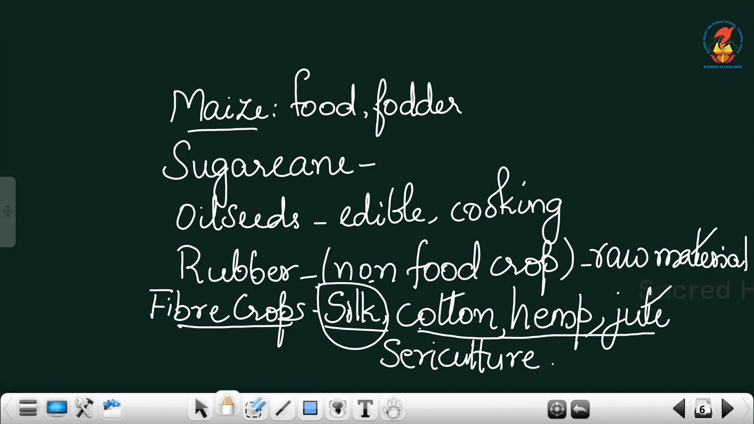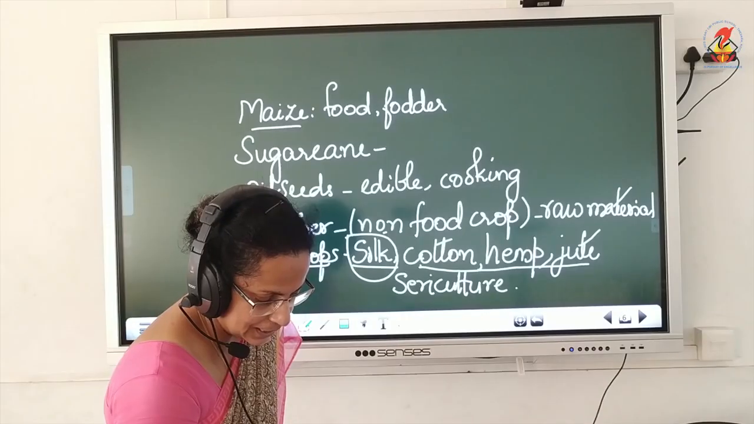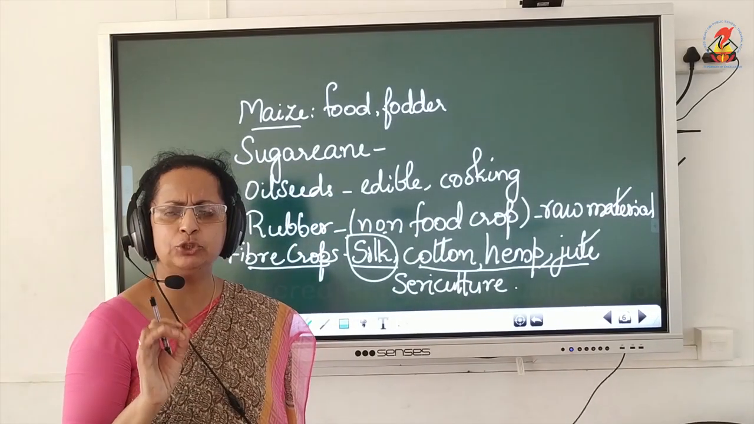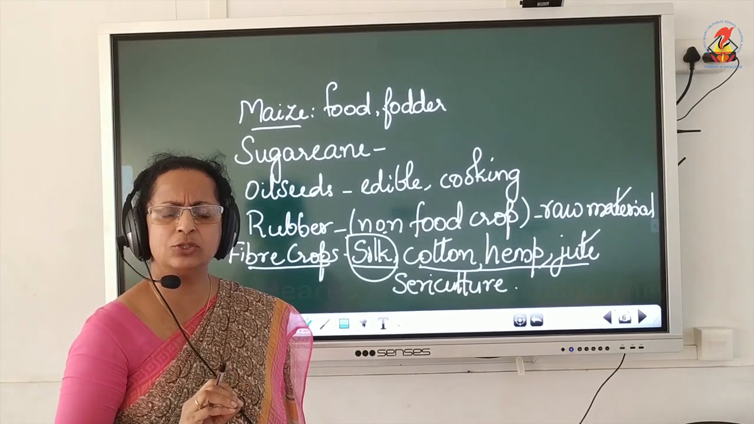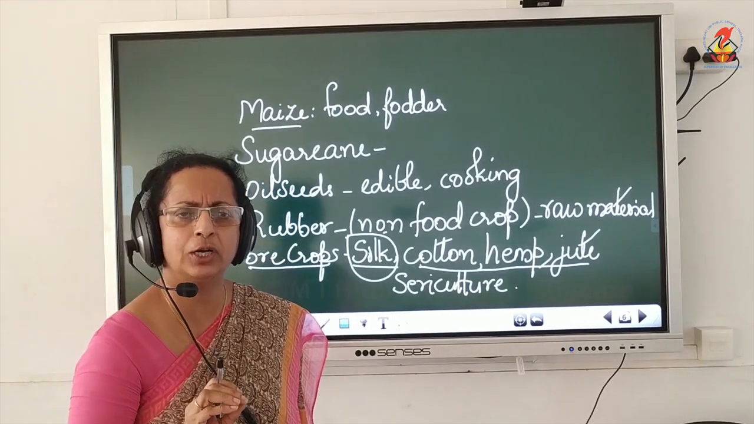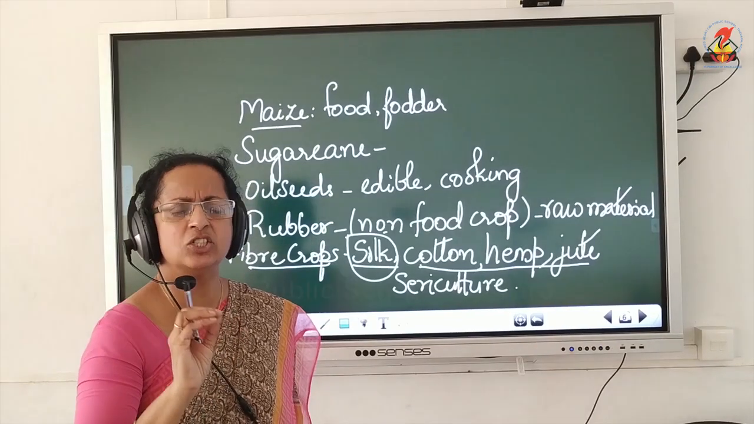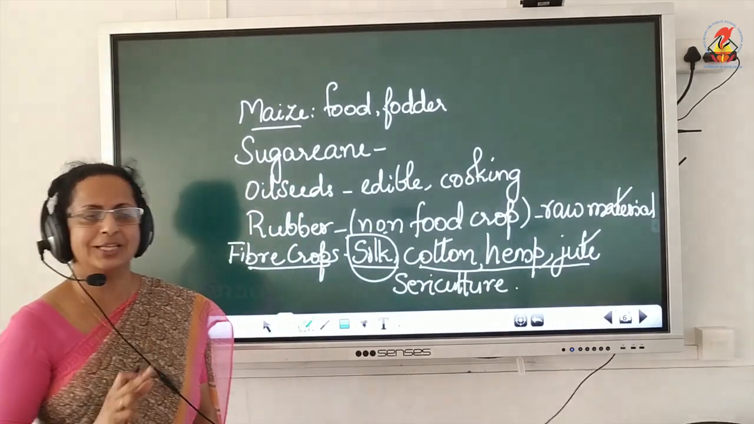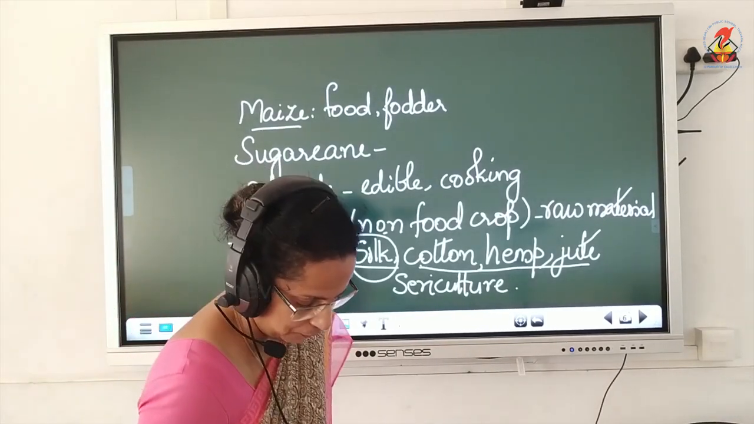So, we learned about different kinds of crops and now we have reached fiber crops. The next is the cotton crop. The cotton crop, where is it usually grown? Right from your lower classes, you have been learning about the growing of cotton. What is the best suited soil for the growth of cotton? Black cotton soil. Black cotton soil is the best suited soil for the growing of cotton.